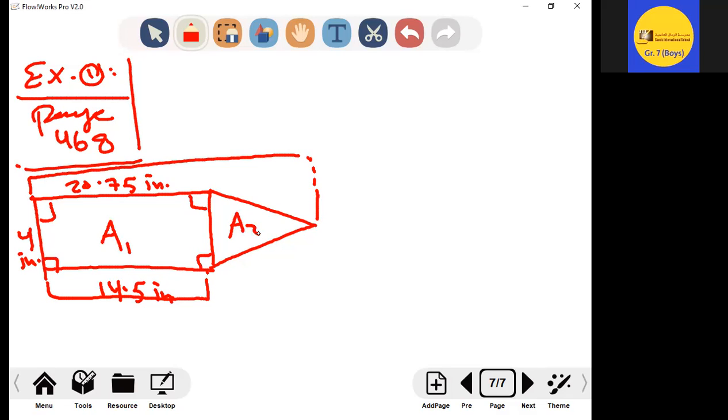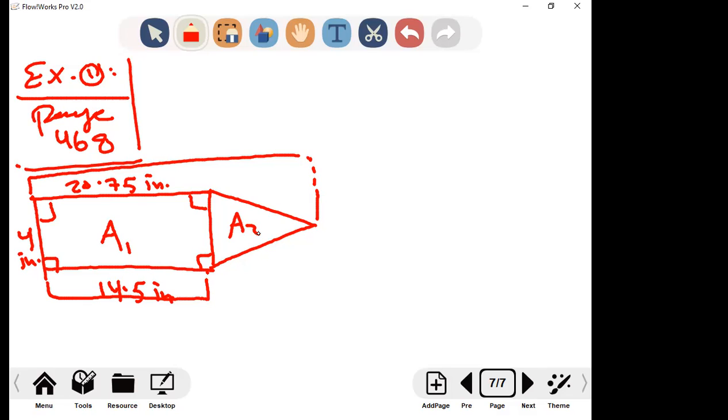Right? Now, in the rectangle, what do I need to find its area? I need its length and width, and be sure that both exist. Does the length exist? Yes, it is 14.5, not the 20.75. The 20.75 is the length of the whole figure. I don't want the length of the whole figure. I want the length of the rectangle only. Does it exist? Yes. How about the width? 4. So the rectangle is ready to find, right?